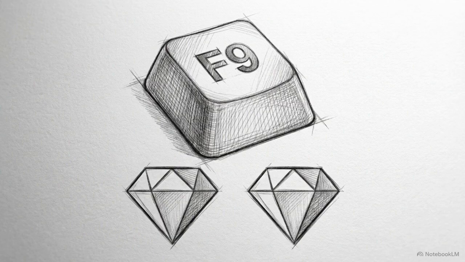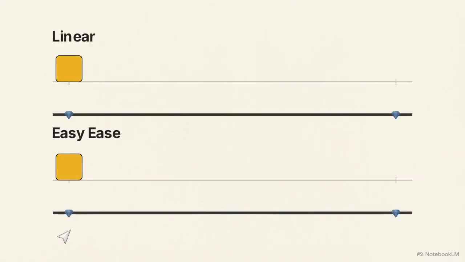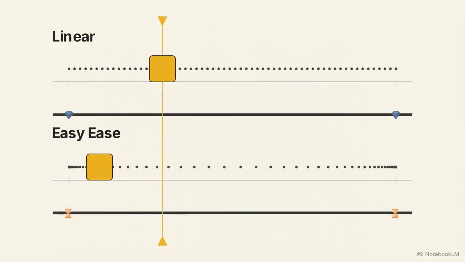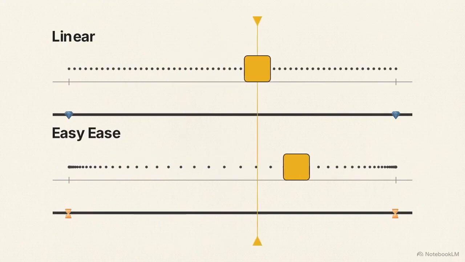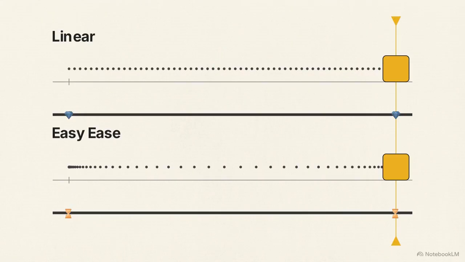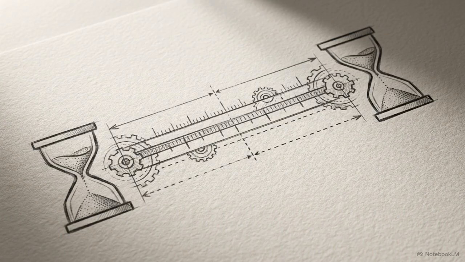To fix this, highlight both keyframes and press F9. This applies the Easy Ease function. Linear motion is like a car stuck at 60 miles per hour with no brakes. Easy Ease simulates a driver gradually pressing the gas pedal to start and then slowly easing onto the brakes as they arrive at the destination. Your keyframes change from diamonds to hourglass shapes, indicating the velocity is no longer constant.